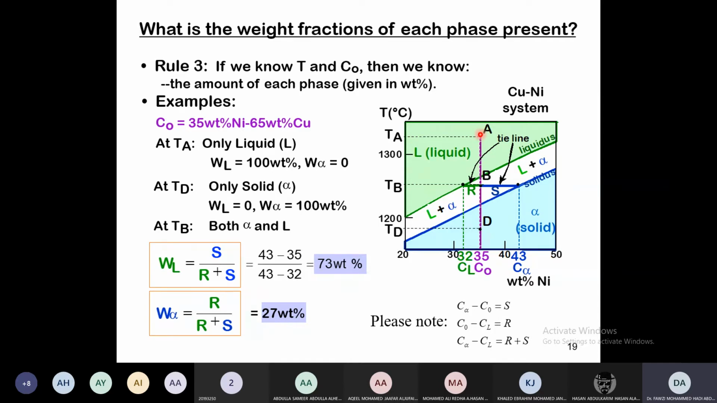Yalla shabab. 35% weight carbon nickel and 65 for the copper. Why is carbon involved in this? No, by mistake, Doctor.